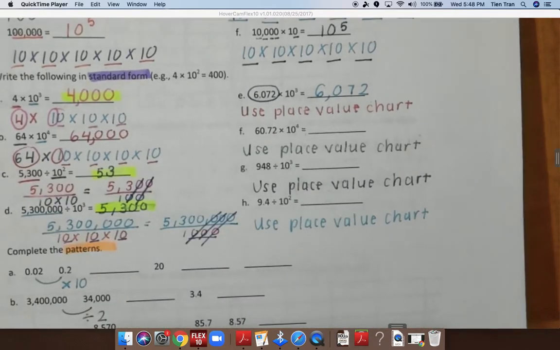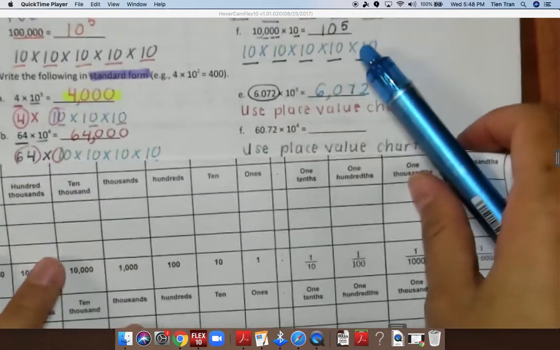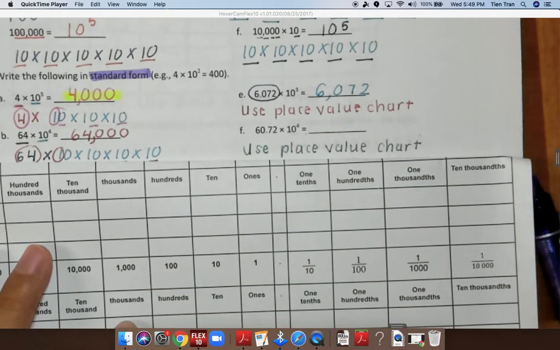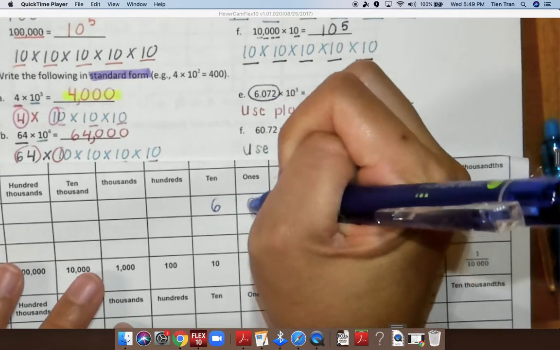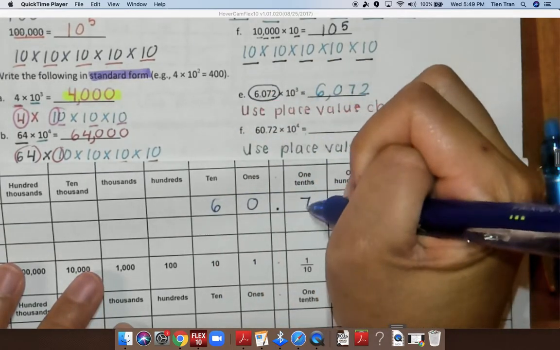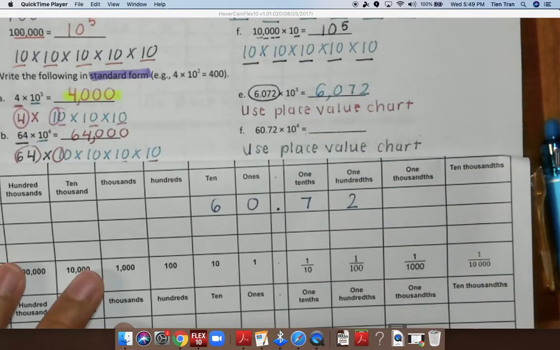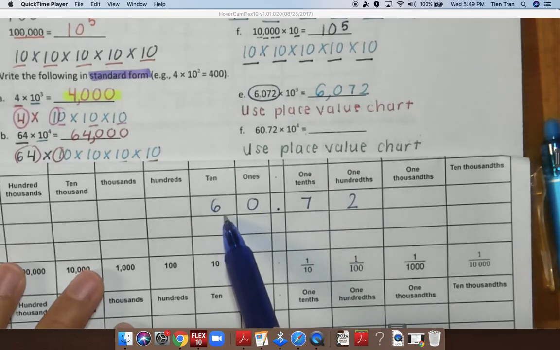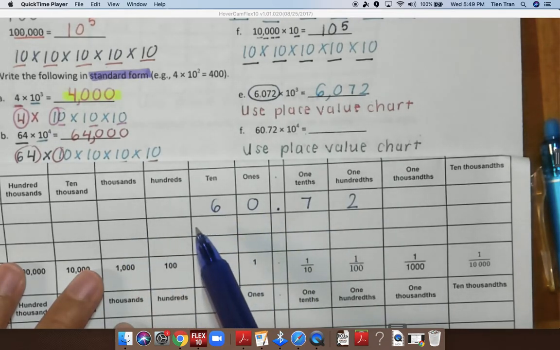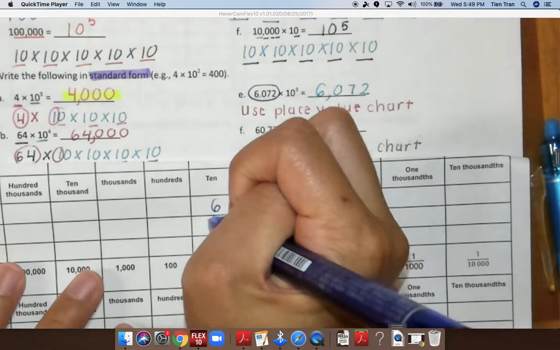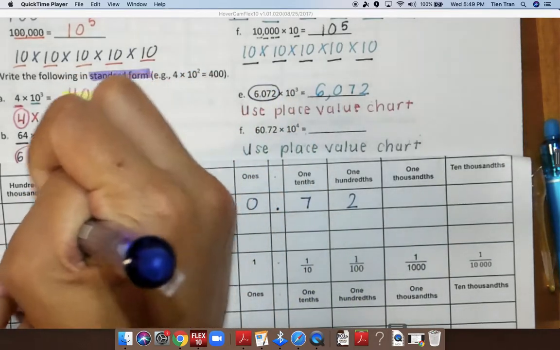I'm going to use my place value chart again because I really like using my place value chart. And it's the perfect way to use it. And I wrote right here for you guys, use place value chart so you remember. So the next number right here is 60 and 72 hundredths, okay? And this one tells me that I'm multiplying times 10 to the power 4. That means I am going to increase my number. So I move to my left, and I am going to move over 4 times because it says 10 to the power 4. So I'm going to move over 1, 2, 3, 4.